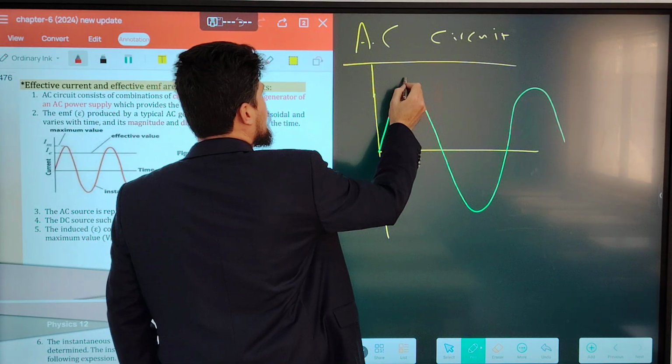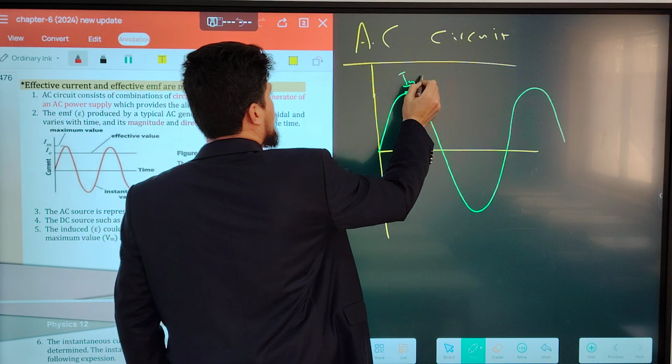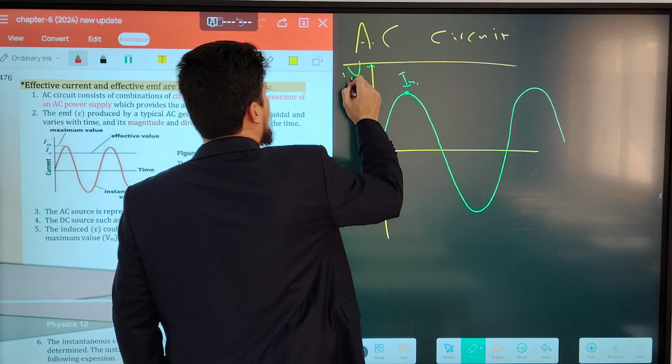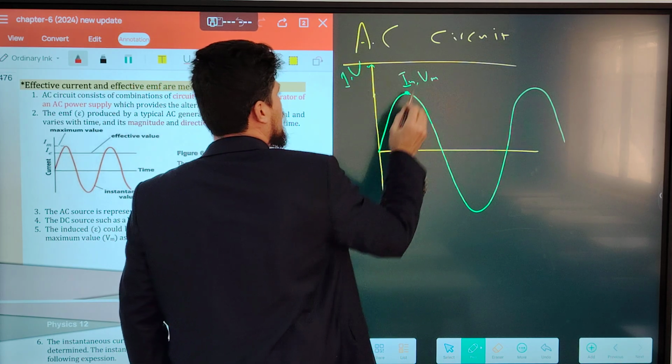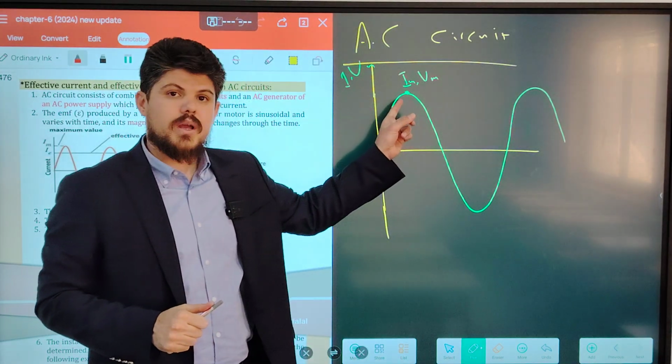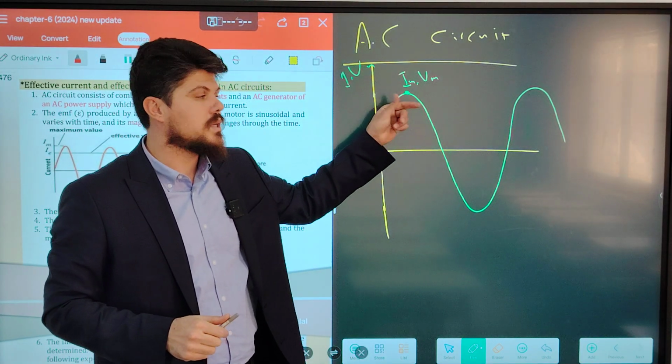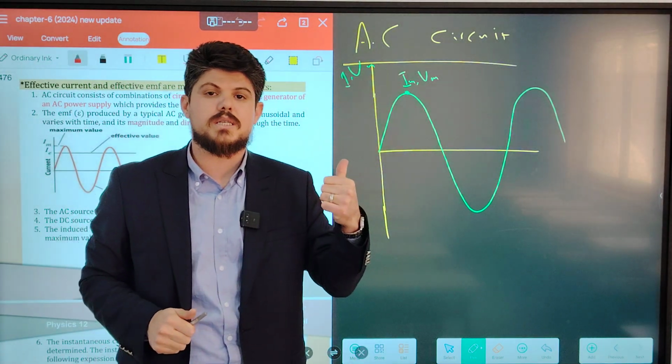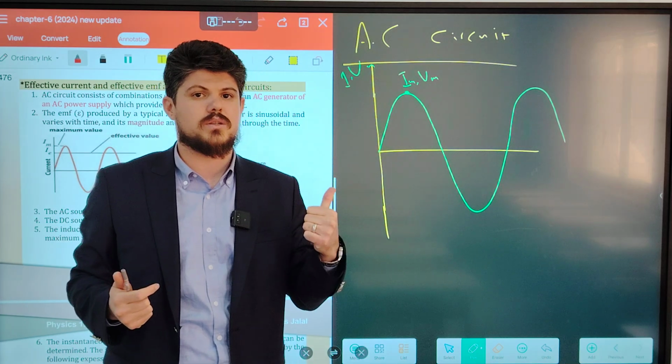The peak value is called the maximum current, I max, or the maximum potential difference, V max. At this point, the peak point is called the maximum value. Maximum value of what? Of current or potential difference.